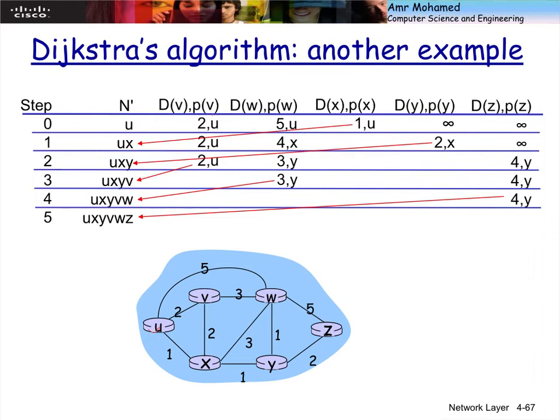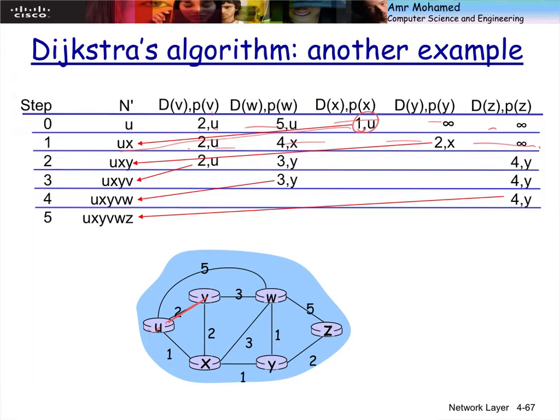So again, we'll do the same. We'll add all the vector of distances, and this is the minimum. So we'll add it to N dash, and then we calculate the distances, and we keep doing this. The important thing is that based on this, we have to construct the shortest path tree, and for example, if I reach V, I have to go direct.